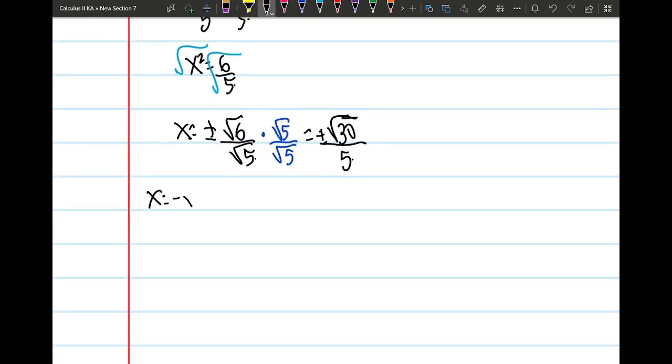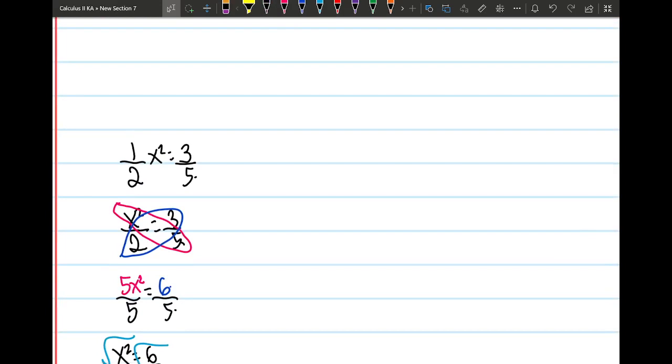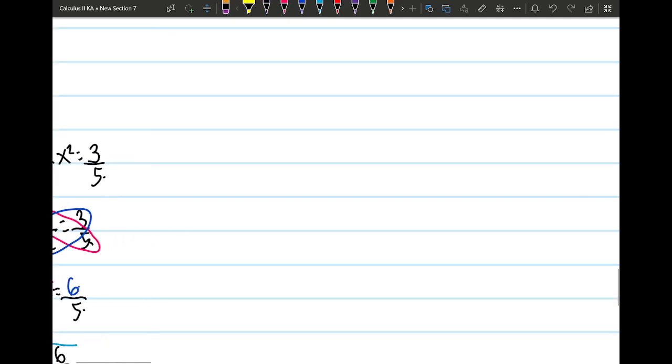So x would be negative square root of 30 over 5, comma, square root of 30 over 5. That's one way to do it. The other way is to just multiply it by the reciprocal. So let me do it again.